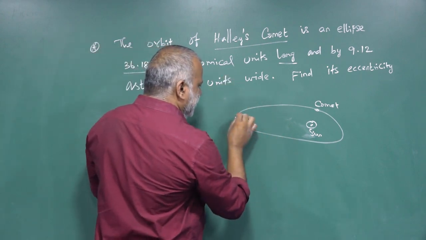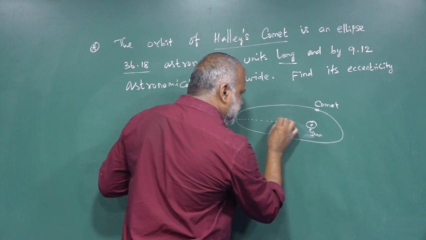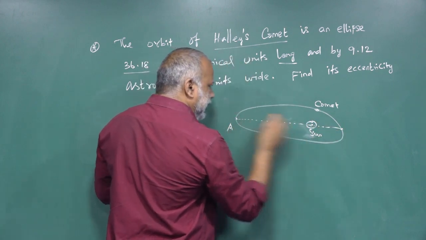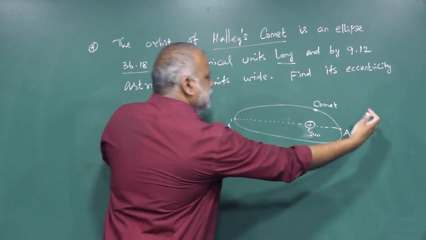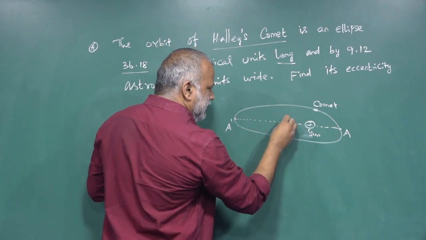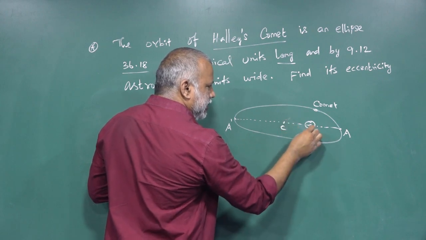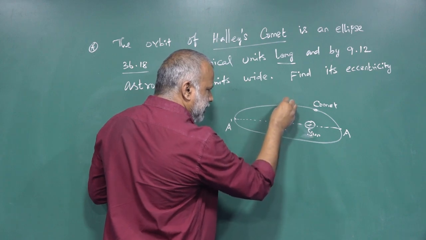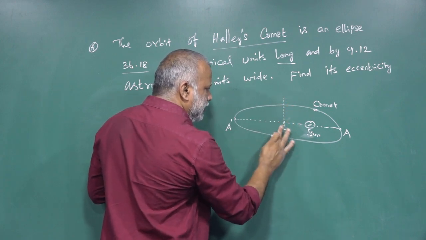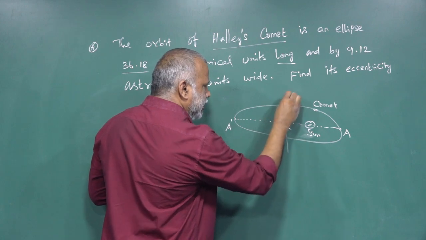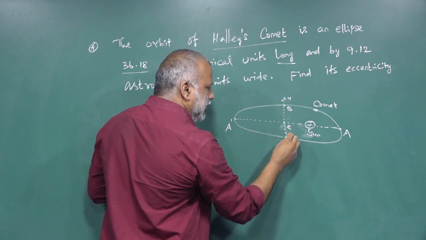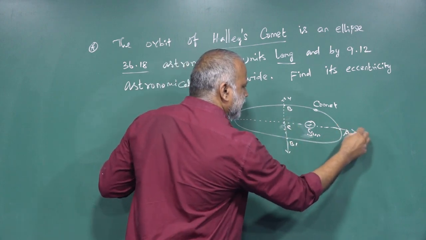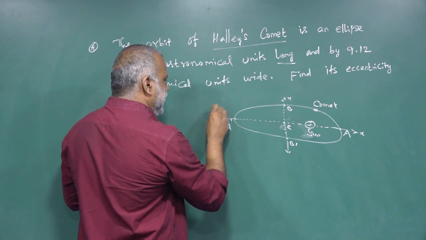See, we need the long. Long means it is nothing but A and A dash. This is the long. Then we have the center here. Here I am considering the sun is placed at one focus. Then what is the meaning of wide? Here B dash is nothing but wide. This is the concept. Here it is the x-axis, we know this x-axis, X dash.